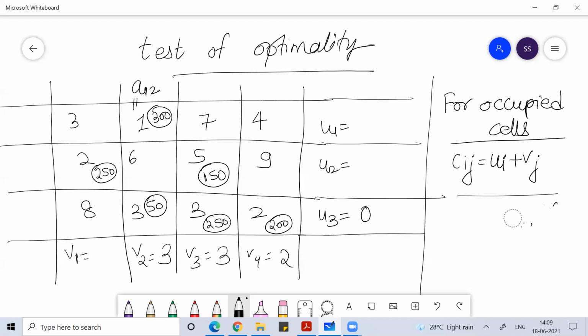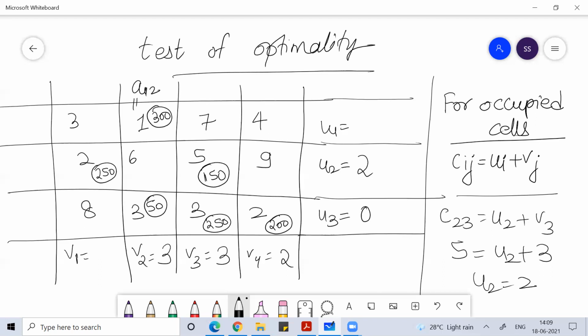Once you're done with this, you can find the value of this U2. How will you find U2? See cell 23, so you have U2 plus V3. So C23, the cost element for that, is 5. U2 we don't know, V3 you know already is 3. So you'll get the U2 value equal to 2.